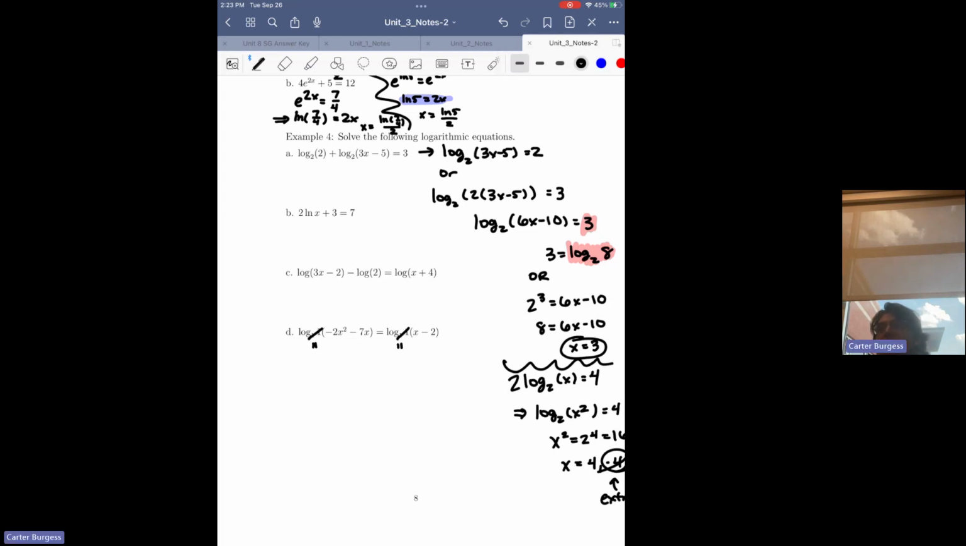Yes, Simone. So say again. 2 cubed is equal to. So that was from rewriting things. 3 is equal to log base 2 of 6x minus 10. If you rewrite that as an exponential, that's where we got that.